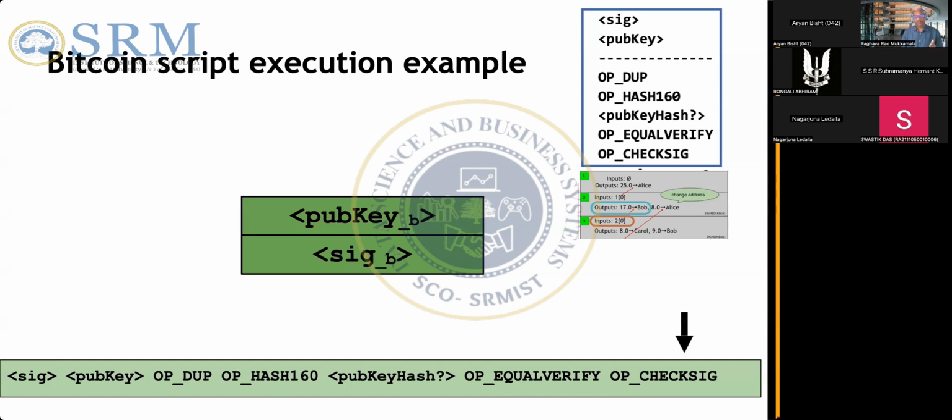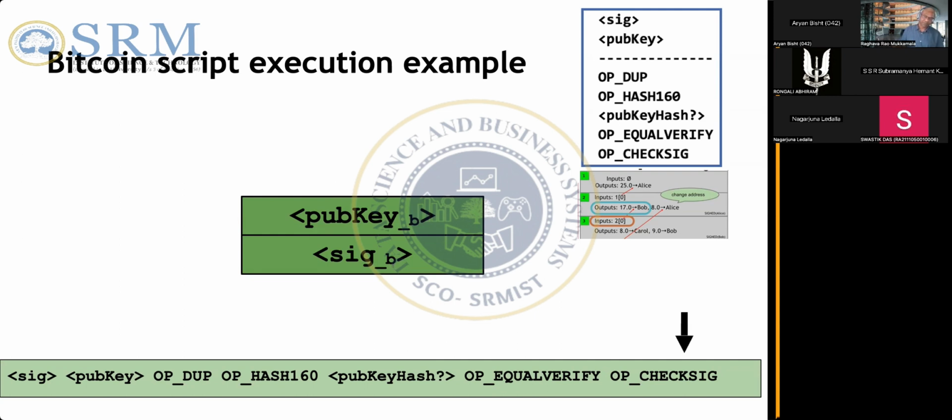And then we have the OP_CHECKSIG, right? So again, this is an operation. It takes two values: the public key and the signature, and it will verify whether the signature is generated with the private key corresponding to the public key, right? So basically, it will verify whether the signature is generated by Bob or not. And this is the public key of Bob. So it will verify whether the signature is generated with the private key of Bob.